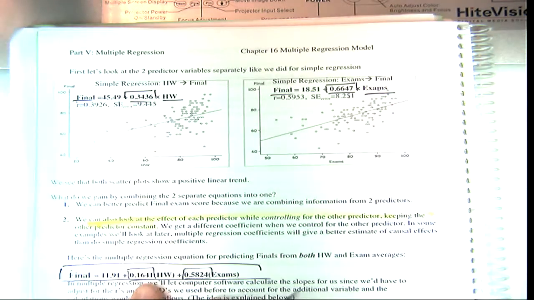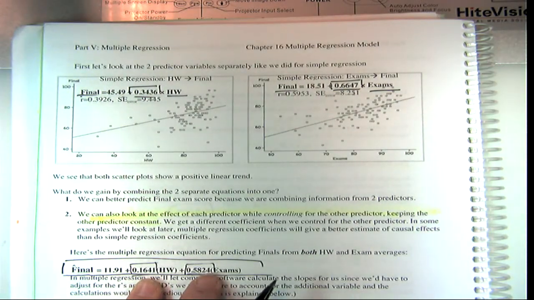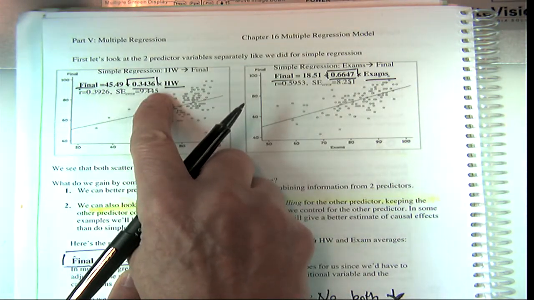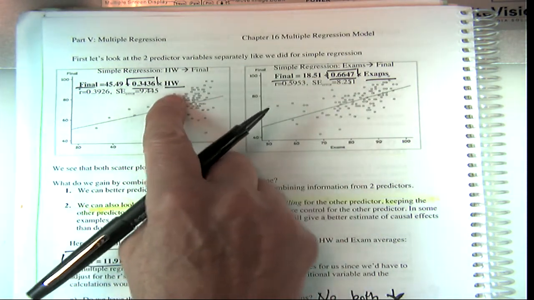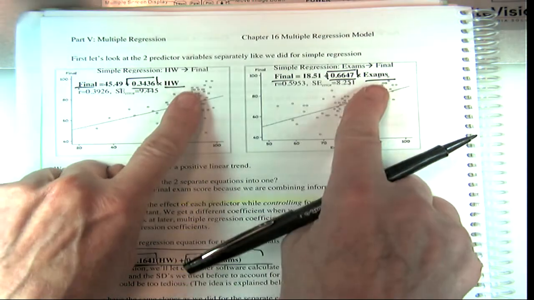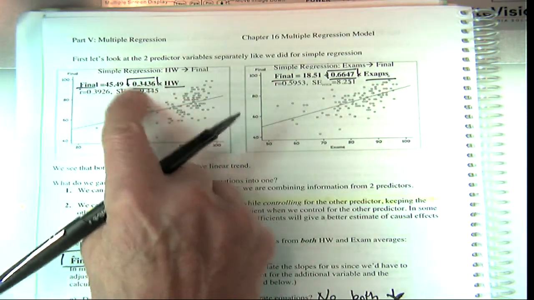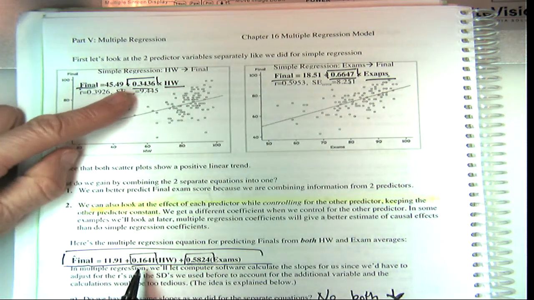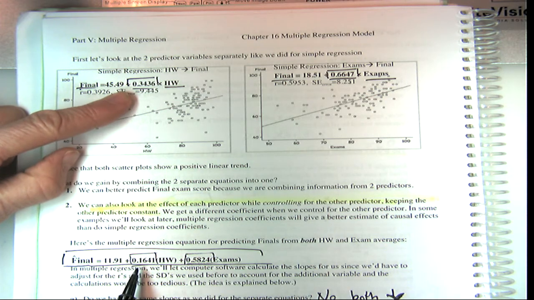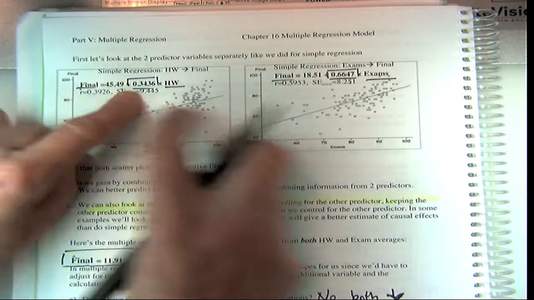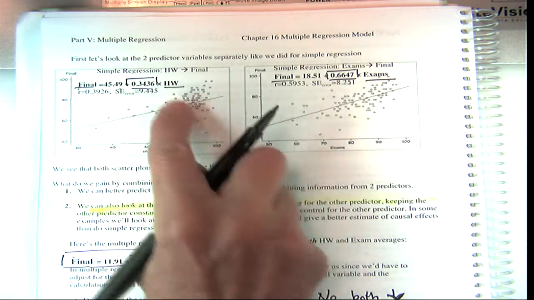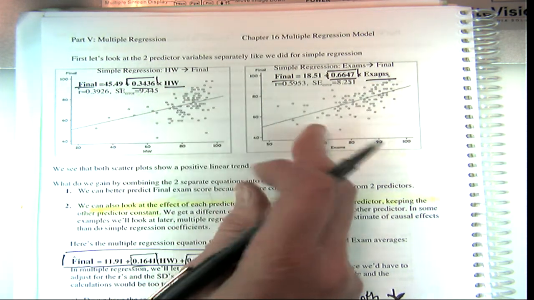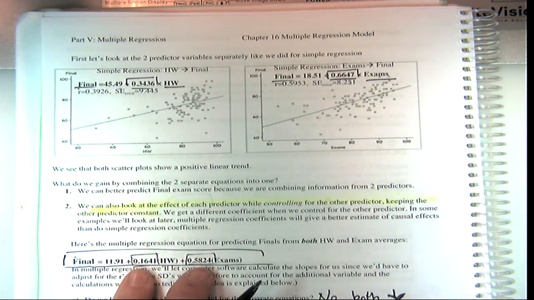Now, why do they both go down when we do this? Because each of these is not controlling for the other. Since there's a positive correlation between these two, part of the effect of this is due to the homework, and that's this part called the partial slope. But part of it's due to the fact that these two things are correlated. The people with higher homework scores also have higher exam scores.